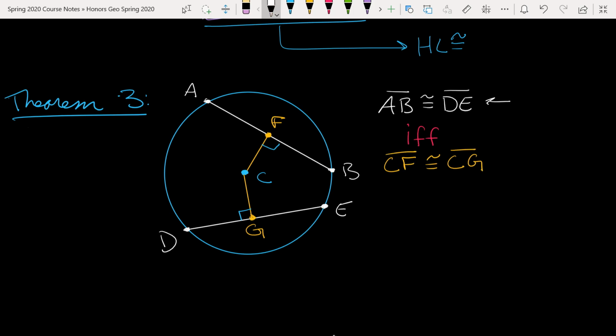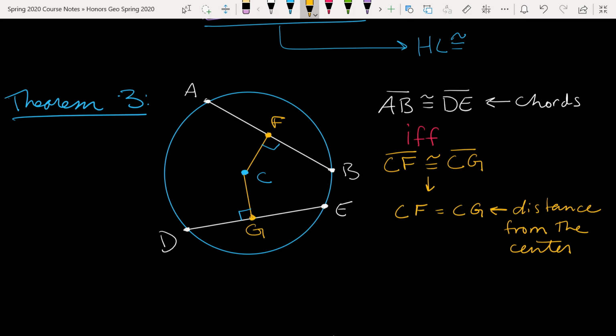So remember, here we're talking about chords themselves being congruent and the distance from the center to each of these chords being equal, which is to say that the two segments which are perpendicular to the chords must be congruent. Once again, if and only if shows up here, so we can say that if we know the chords are congruent, then we know they're the same distance from C, and if we know that the chords are the same distance from C, then we know they must be congruent. Let's walk through a proof in this direction.